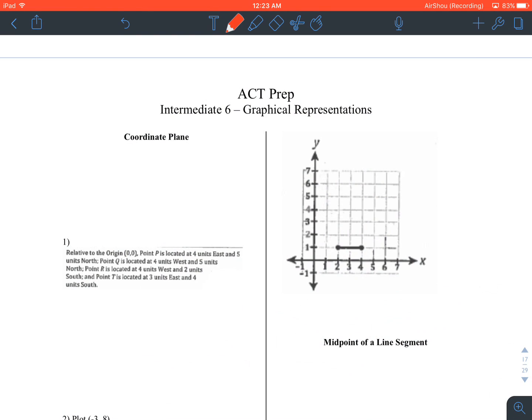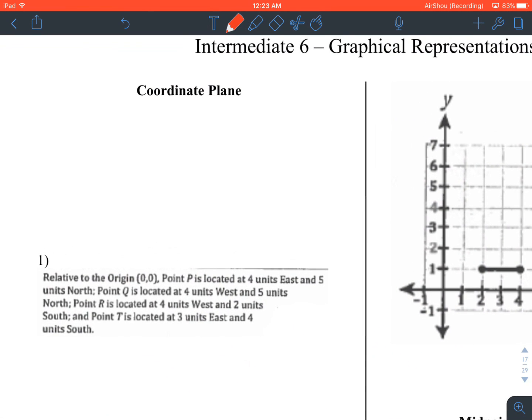Well, this is intermediate lesson 6, graphical representations. The Cartesian coordinate plane has two axes. The horizontal axis is typically called the x-axis. The vertical axis is typically called the y-axis. Where those two meet each other, that's called the origin.